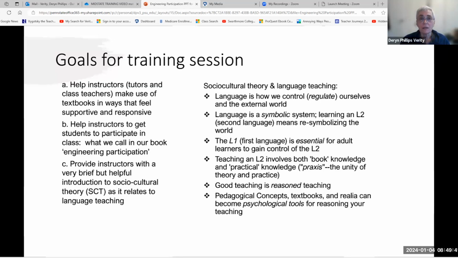A symbolic system is a way of recoding the world, a world that our students come to us fully coded in already. So it's really a good idea to remember that their first language, or first languages, are fully developed, and those systems are essential for them to learn a new system. Adults like to talk about what they know.